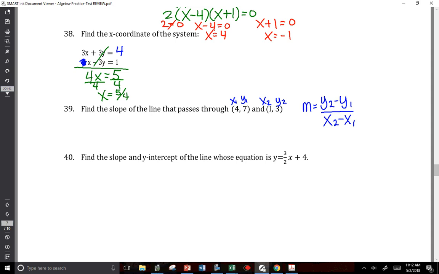So on the test, is number 40 going to be like that? Yes. I don't understand that.